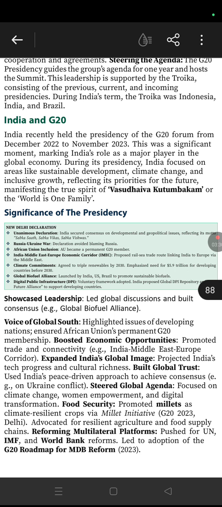They discussed the Russia-Ukraine war, and African Union was included as a permanent G20 member. Thirdly, India-Middle East-Europe Economic Corridor, IMEC corridor, which is rail and sea trade route between India to Europe via Middle East. This is an important thing. Then Global Biofuel Alliance was launched by India, US and Brazil promoted it. And then there is important keyword digital public infrastructure. This was a voluntary framework adopted.